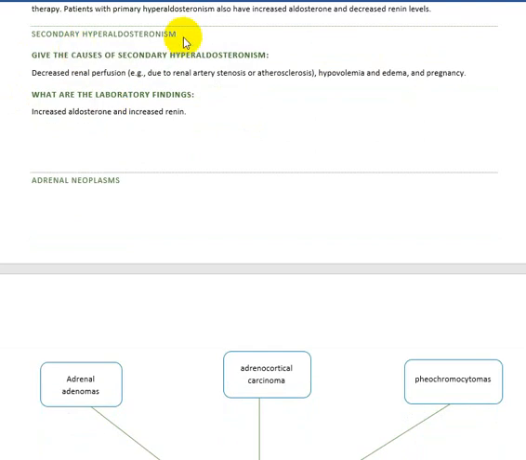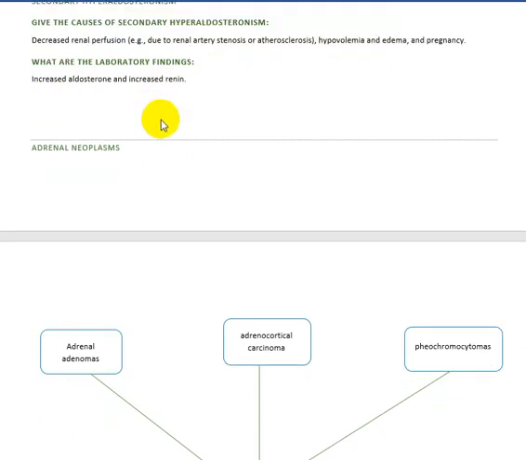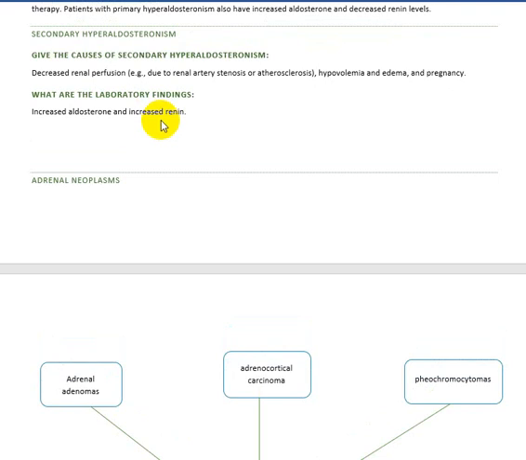Secondary hyperaldosteronism, the causes: you have decreased renal perfusion in secondary cases. So you have decreased renal perfusion.